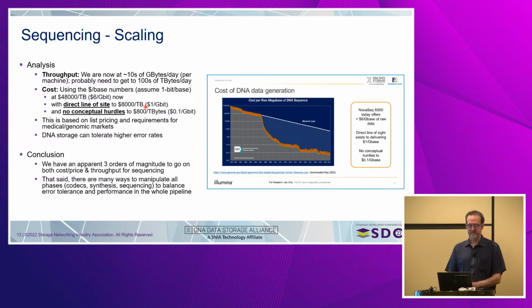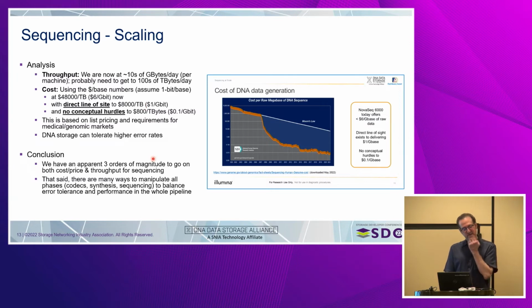So the other thing to mention is that DNA storage can tolerate much higher error rates than medical and scientific applications, genomic applications. So the key will be, what are the error correction technologies and how efficient can we make the pipeline for DNA storage versus these other markets.